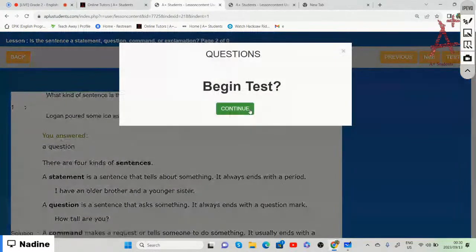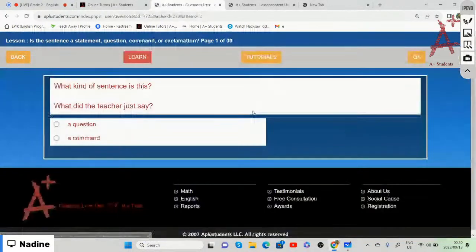All right, so now we're going to begin our test on whether a sentence is a statement, a question, a command, or an exclamation. We need to say what kind of sentence it is.